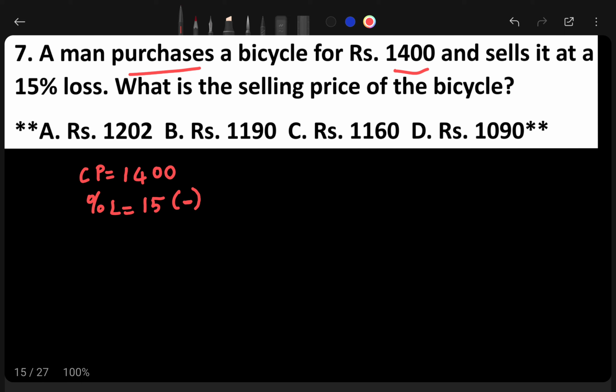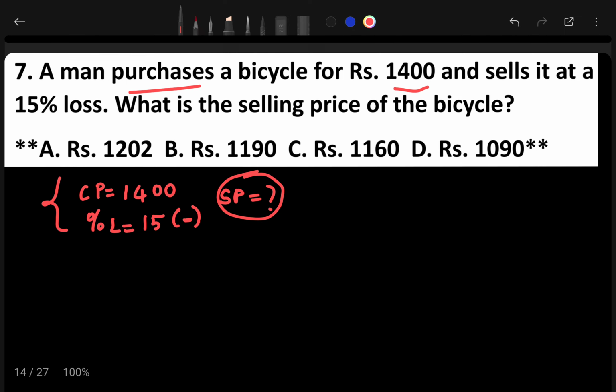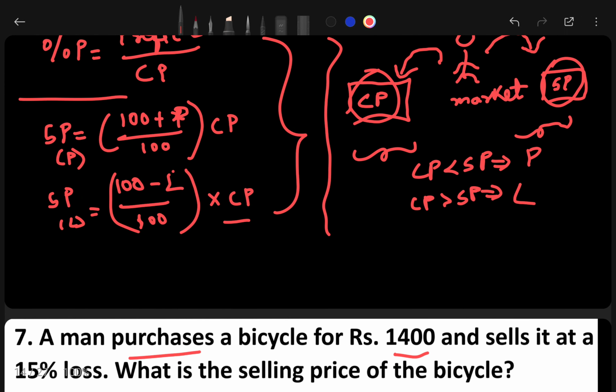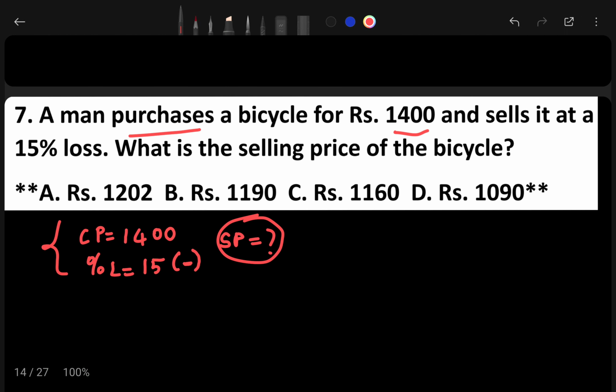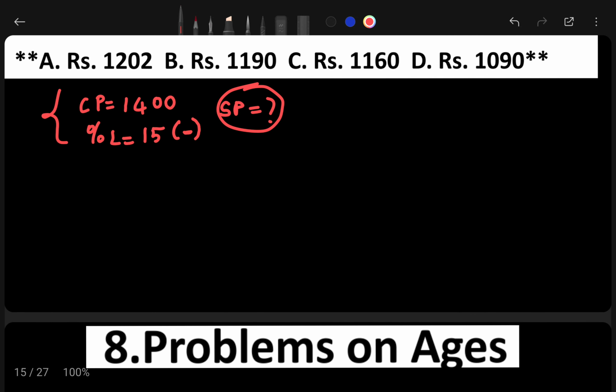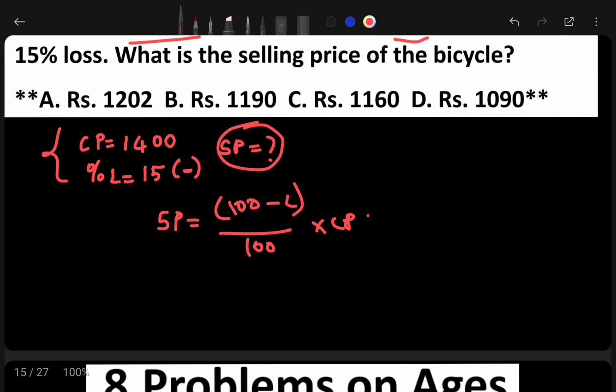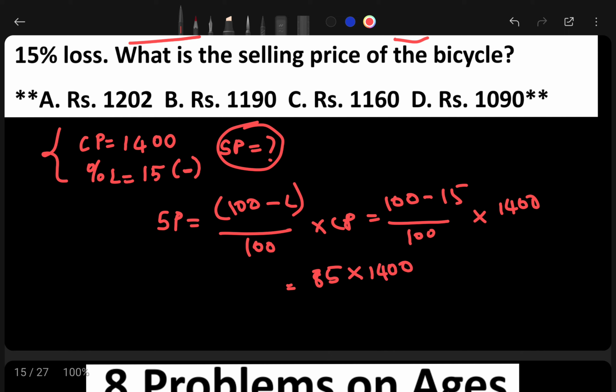Keep that in mind. He is asking for the selling price. Now search for a formula where I have cost price and loss, and I need to find selling price. Simple. So selling price is going to be 100 minus loss by 100 into cost price. Now 100 minus 15 by 100 into cost price, which is 1400. This is going to be 85 into 1400 by 100.